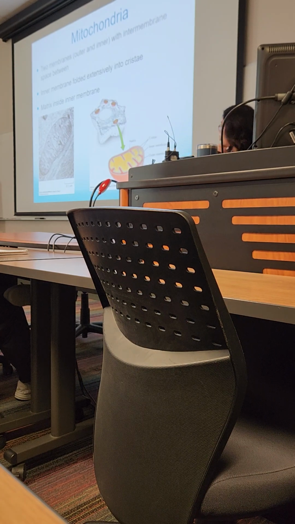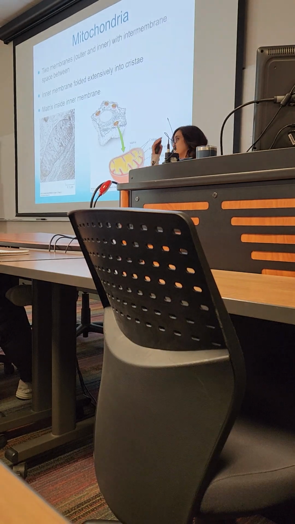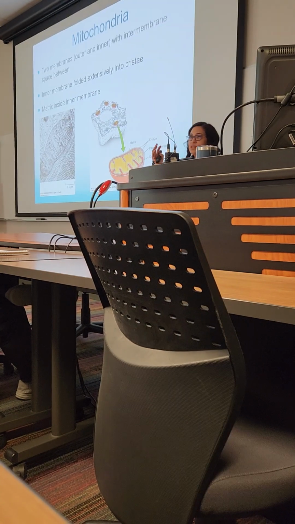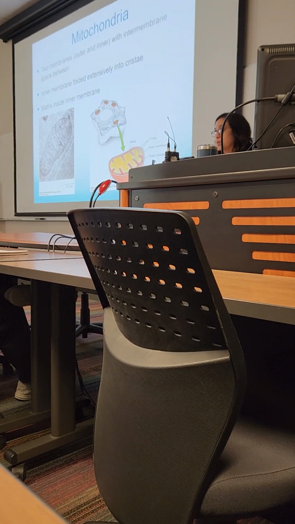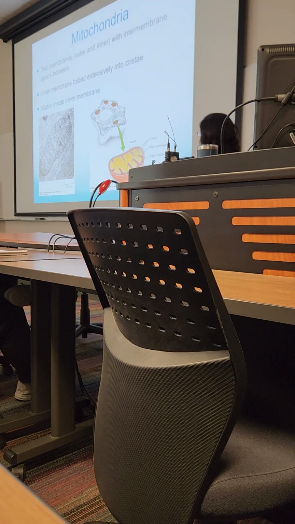So the mitochondria has two membranes, which makes it even more complicated. We have the outer membrane and the inner membrane, and then remember there's a space in between. So now that you've already got the picture of how we move things into the endoplasmic reticulum, you can see how this is going to be a little bit different, right? So we've got an outer membrane to get through. There's an intermembrane space, and then we've got an inner membrane to get into.